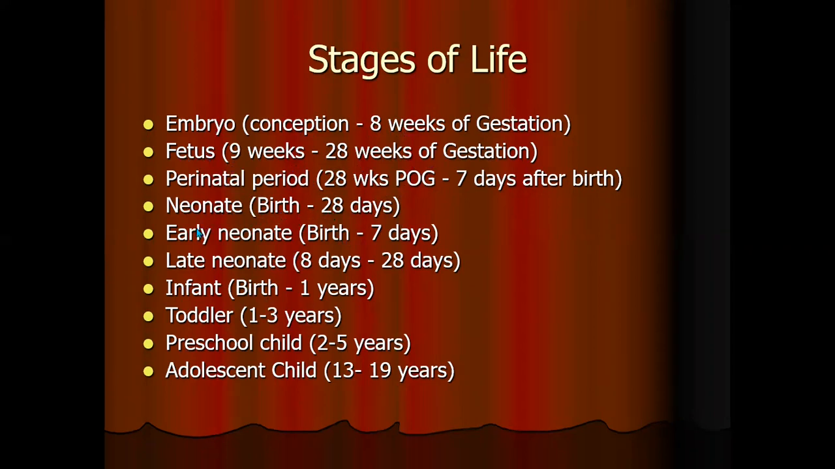Out of these 28 days, early neonate is from birth to 7 days, and late neonate is from 8 days to 28 days. Infant period is from birth to 1 year. Toddler period is from 1 year to 3 years. Preschool child is 2 to 5 years, and adolescent child is 13 years to 19 years.